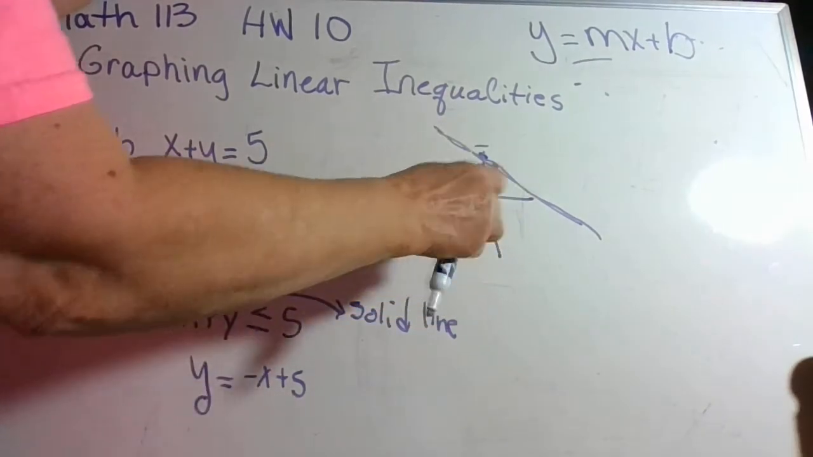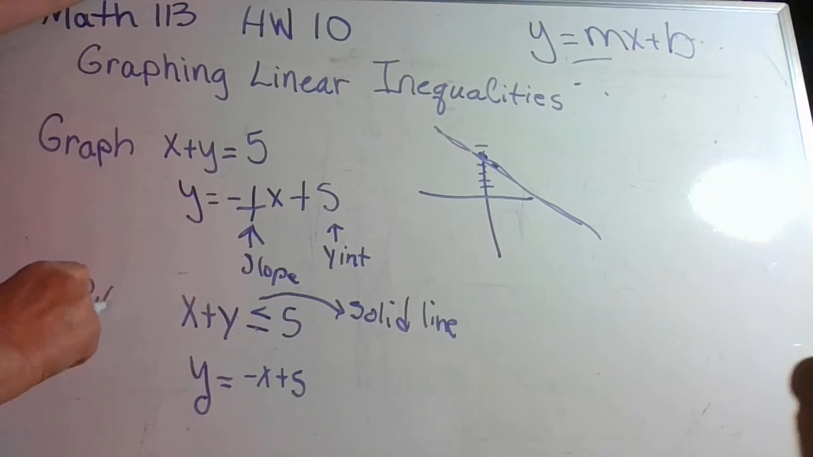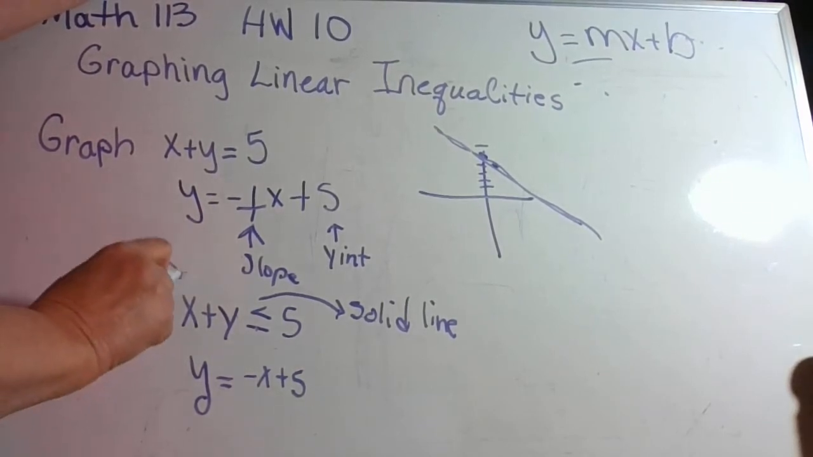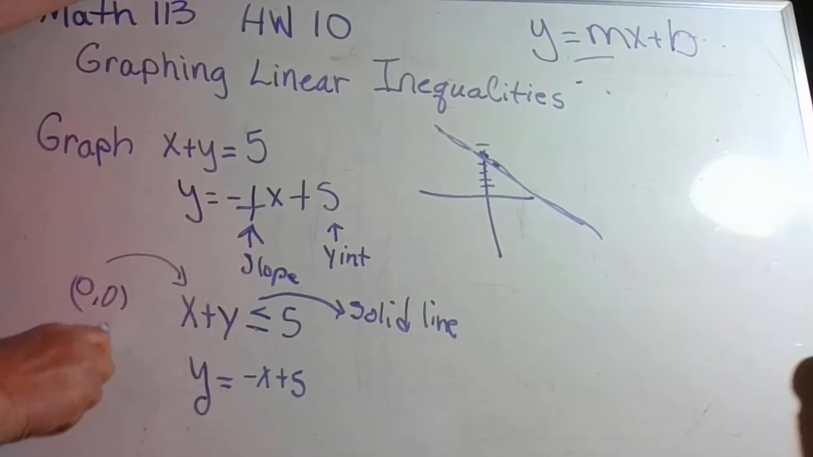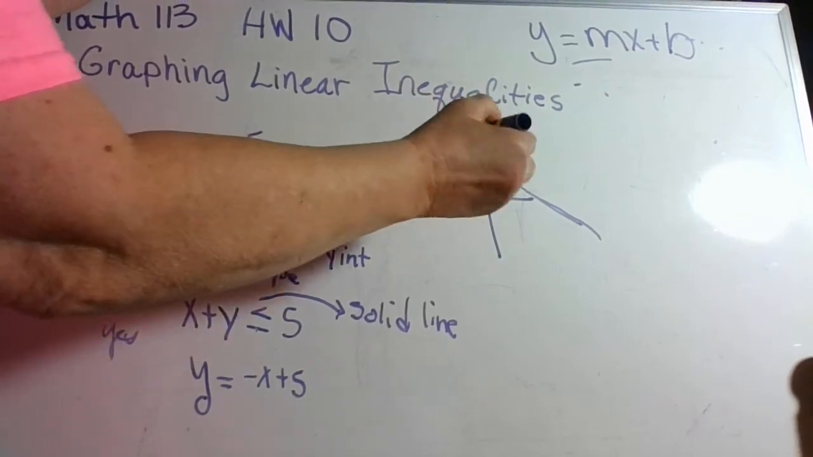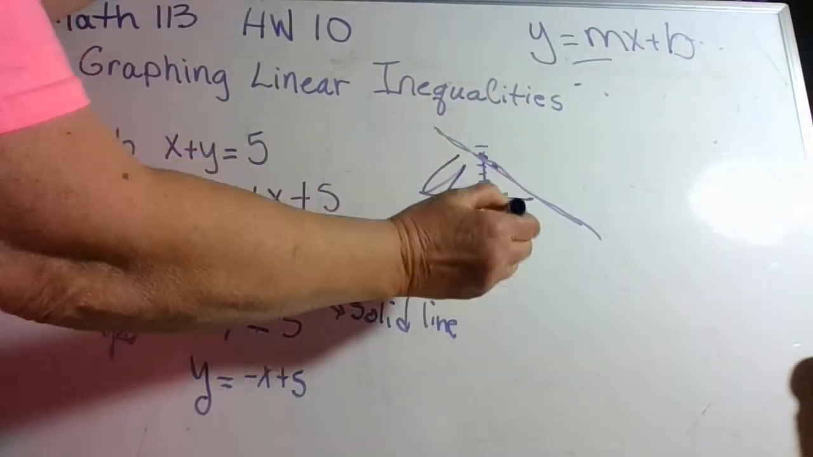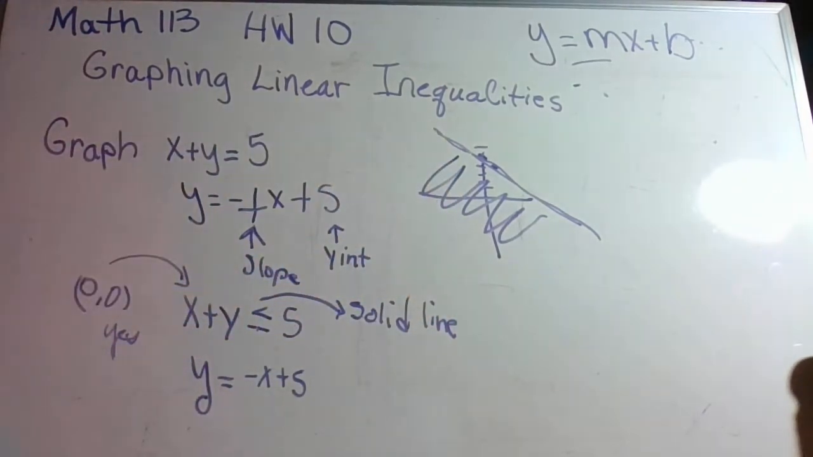Now, 0, 0 is a good one to pick and put in the original equation, which is right here. 0 plus 0 is 0. Is that less than 5? Yes, it is. If 0 works, you're going to color in the side that has 0, 0 in it. That wasn't so bad, was it?